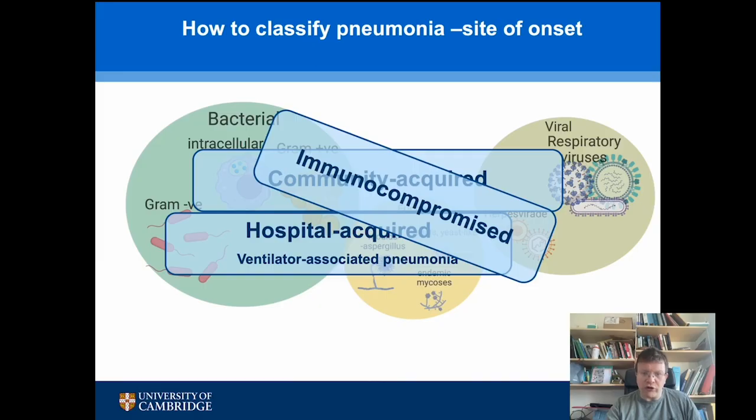And then, of course, the important thing is to say patients with immunocompromise are at risk of all the standard causes, but one must also consider the opportunistic infections that may infect those particular groups of patients.